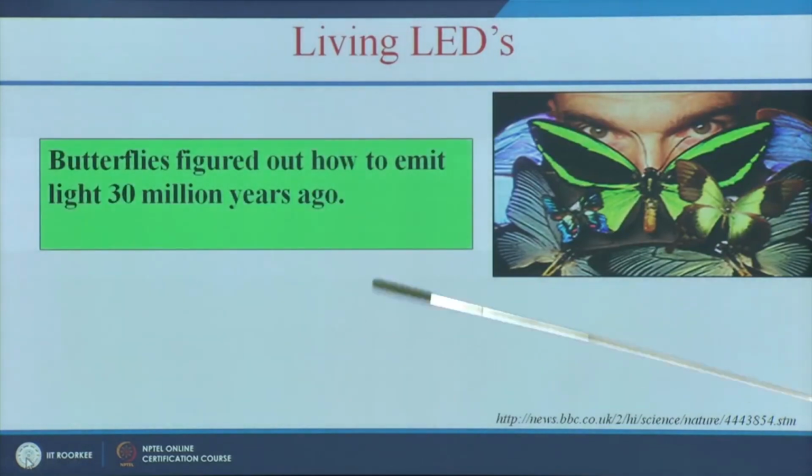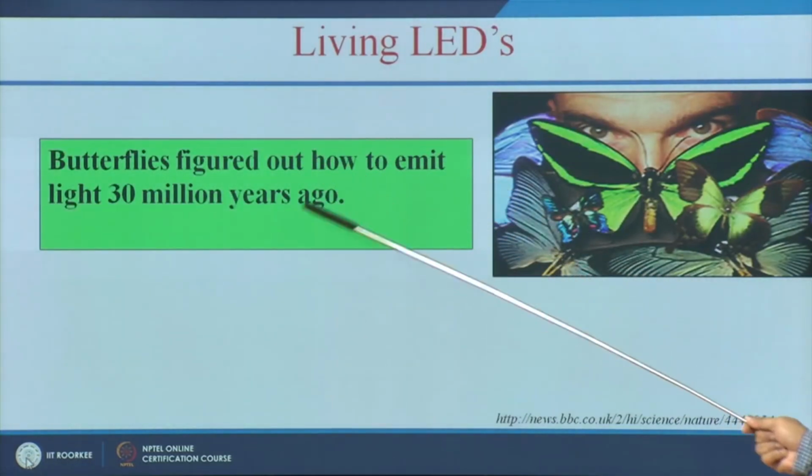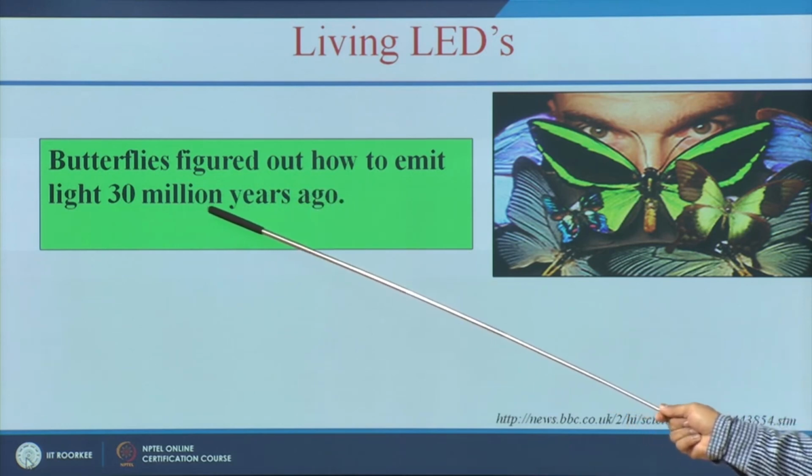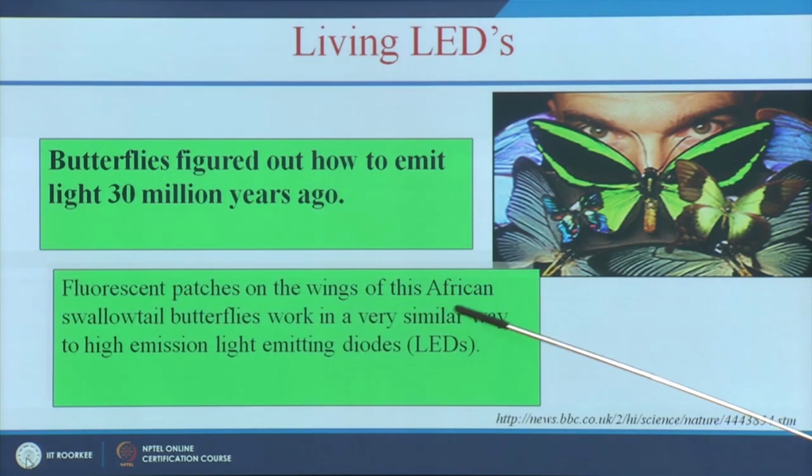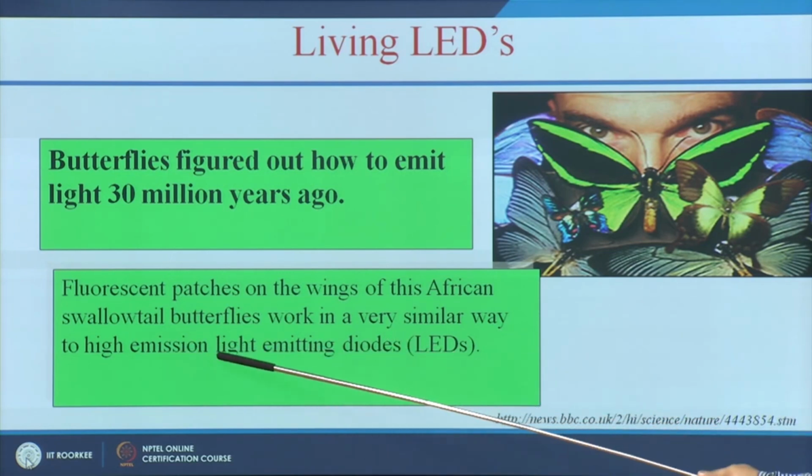And again, butterflies emit light, and they knew how to emit light 30 million years ago, and this African butterfly is a very good example for developing high emission light emitting diodes. So scientists are trying to mimic it and they are trying to develop high emission LEDs.